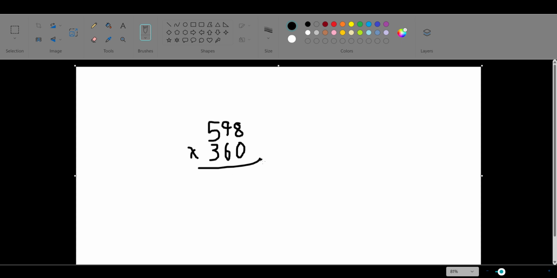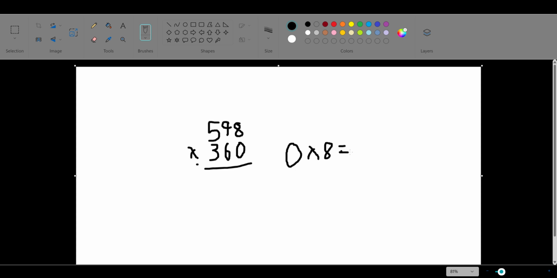598 times 360. Now also, any number which is multiplied by 0, like 8 times 0, is 0. Any single number, like 36 times 0 and anything, is 0.